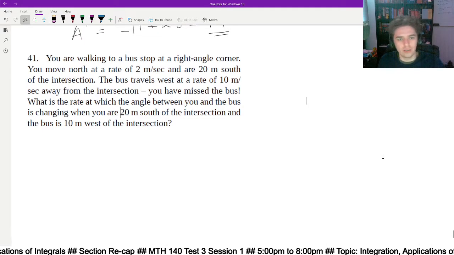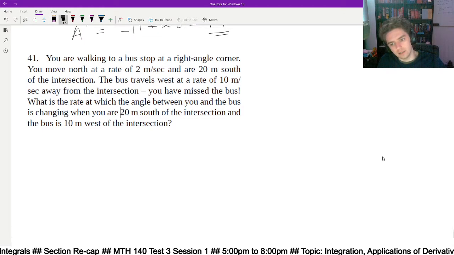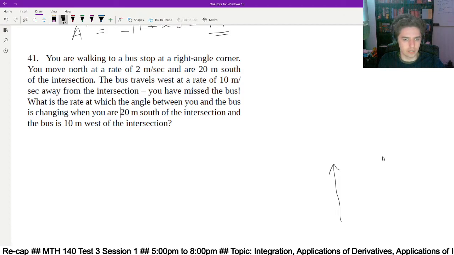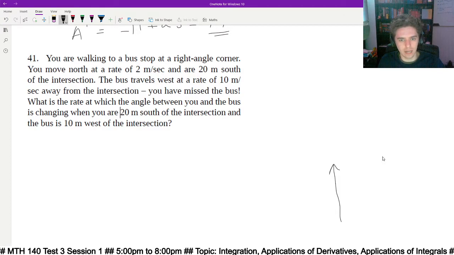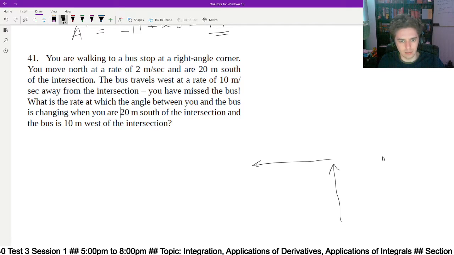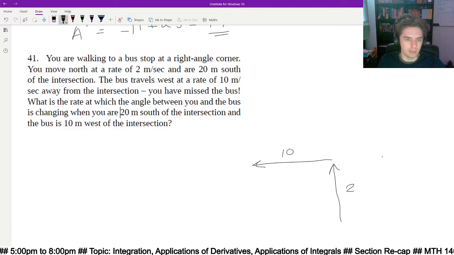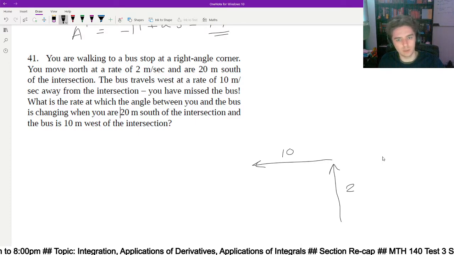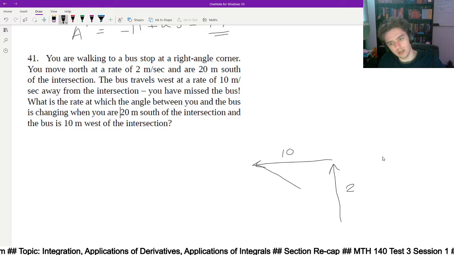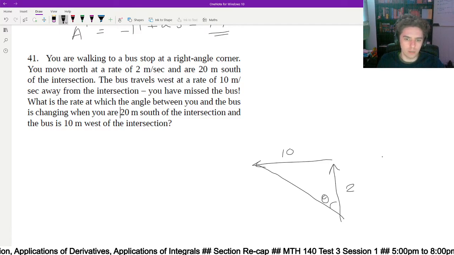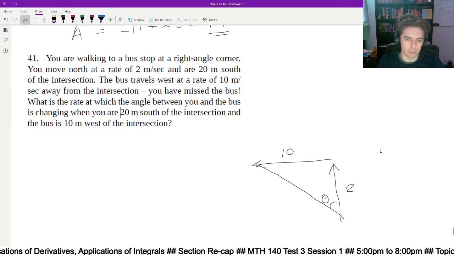You move north at a rate of 2 meters per second. So you're moving north. And you're 20 meters south of the intersection. The bus travels west at a rate of 10 meters per second. Right, so 10, 2. You missed the bus. What is the rate at which the angle between you and the bus is changing? That's theta. It's changing when you are 20 meters south and the bus is 10 meters west.